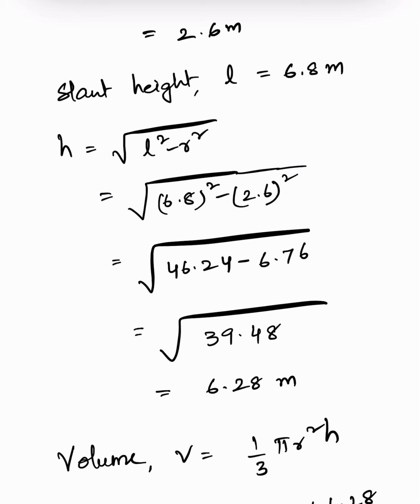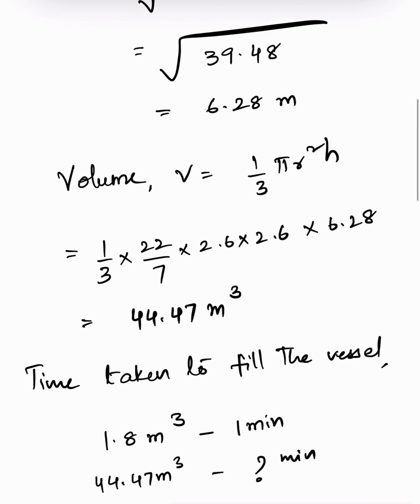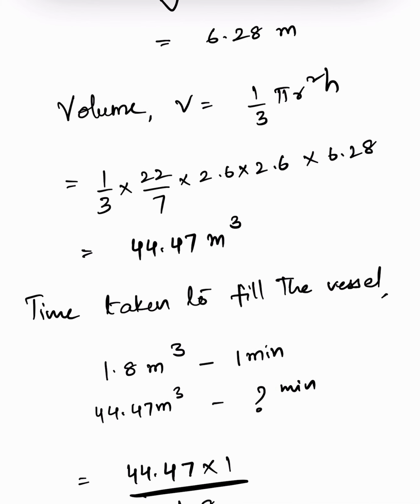So here first we have to calculate the volume of the conical vessel. What is the formula for the volume of a cone? Volume of a cone, V, equals 1 by 3 pi r square h. Now we have radius 2.6 and height 6.28 meters. So let us substitute the values here: 1 by 3 into 22 by 7 into 2.6 into 2.6 into 6.28, which is equal to 44.47 meter cube, because volume is always expressed in cubic units. All the dimensions are in meters, so the volume is 44.47 meter cube.